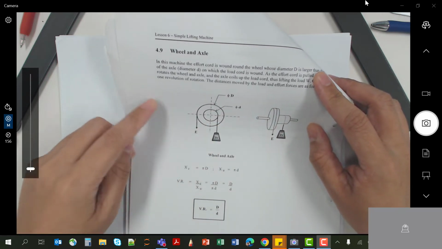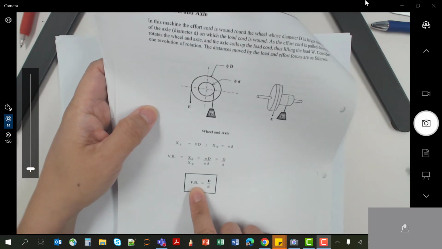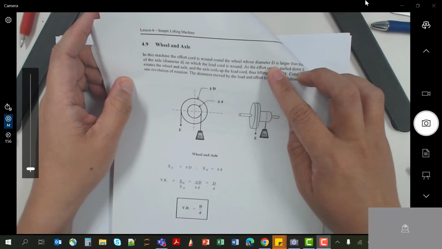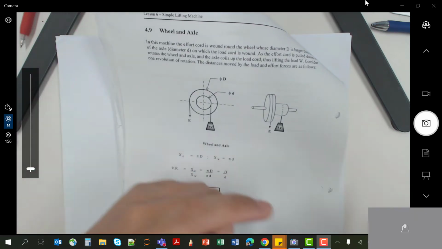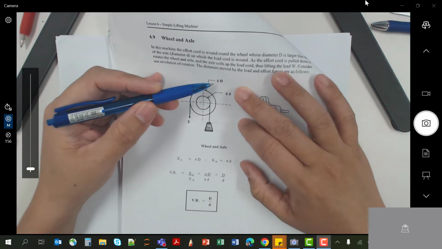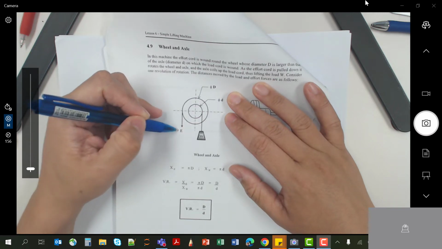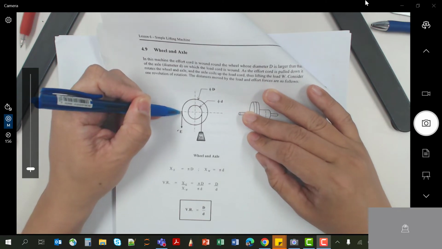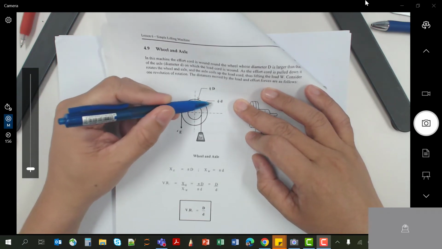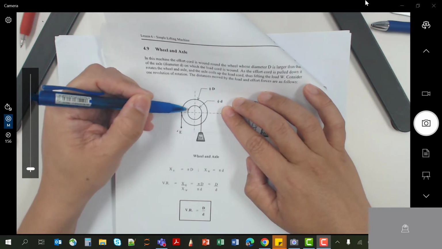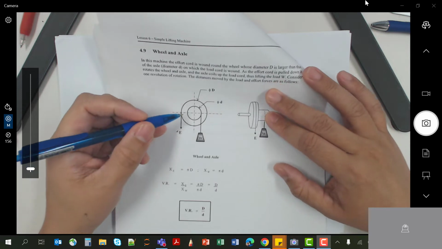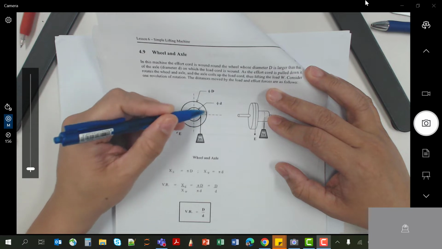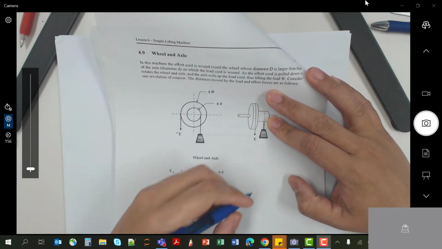For designs like this, the velocity ratio is big D over small d. Please note the big D in this topic is always the effort diameter, where the effort is being applied. Small d is always the load diameter. One thing I want to bring to notice is that sometimes this big D is not expressed in a pulley wheel. It might be a handle.